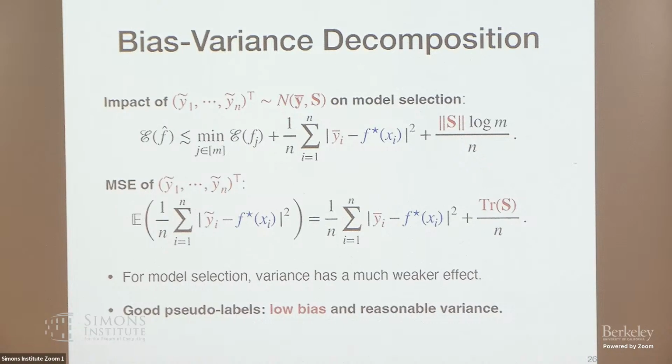The practical implication of this observation is that for good pseudo-labels, you want them to have low bias and reasonable variance. So if you can generate pseudo-labels with low bias, then probably it will work. It will help you get a faithful evaluation and selection. This part has nothing to do with particular function classes. It's quite general. And finally, let's move on to kernel ridge regression and get a fine-grained result.